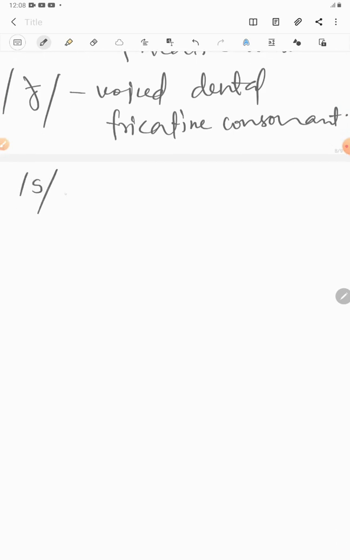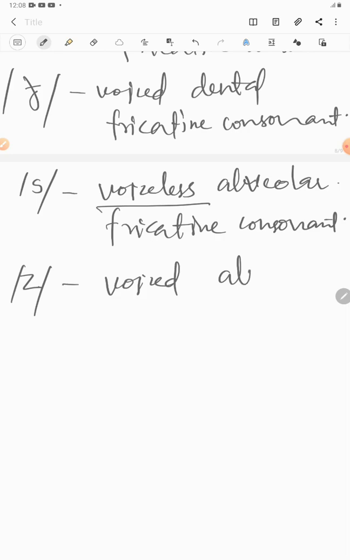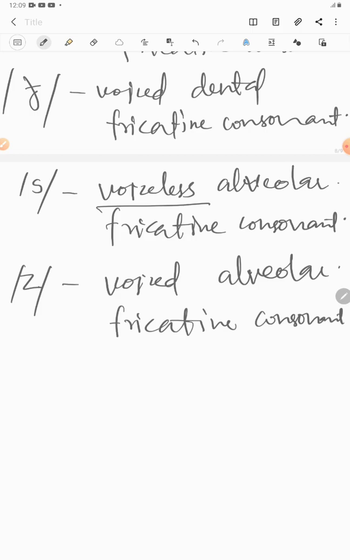Then s is a voiceless alveolar fricative consonant, and z is a voiced alveolar fricative consonant. Okay, and the last three sounds.